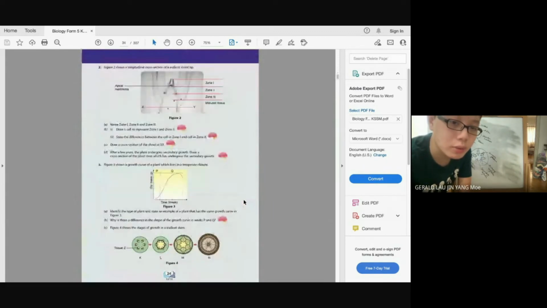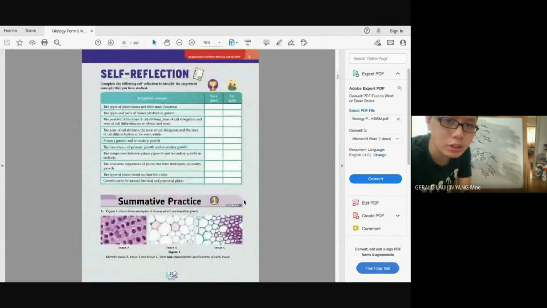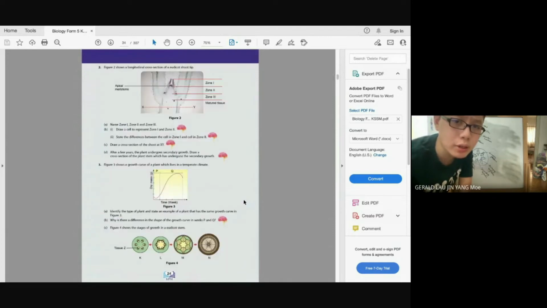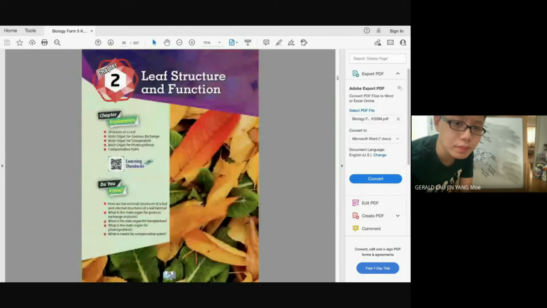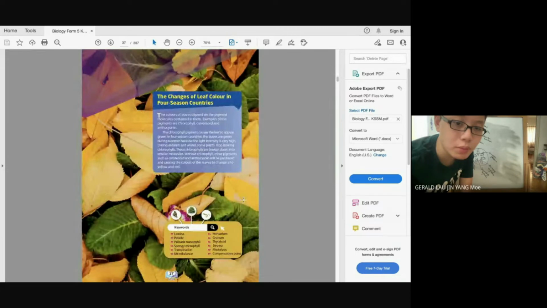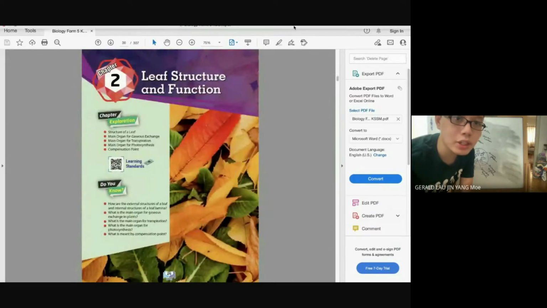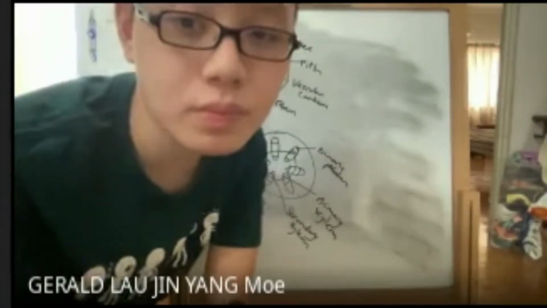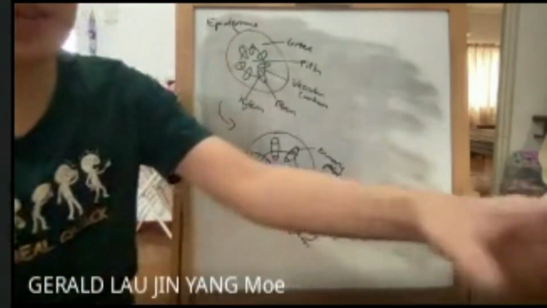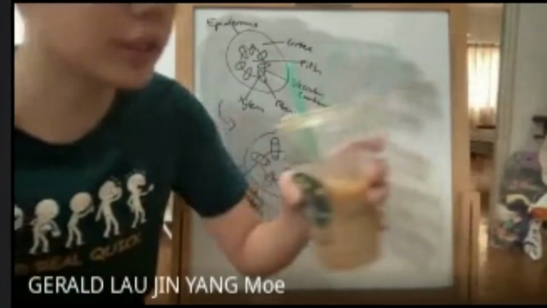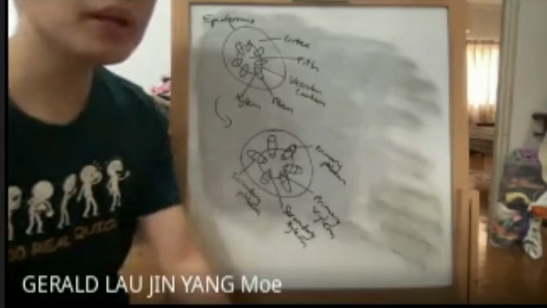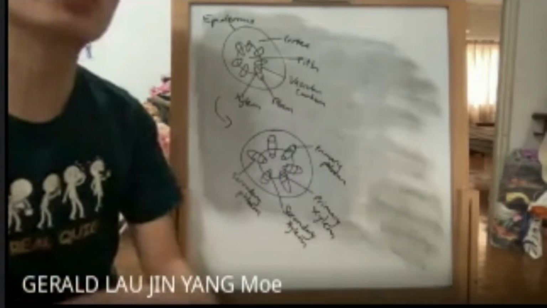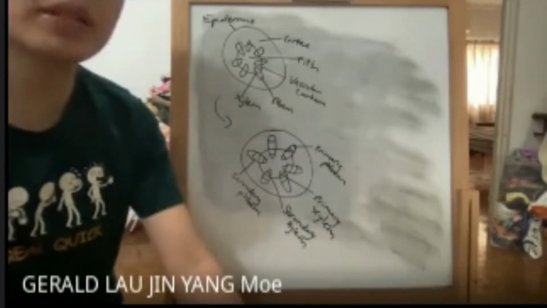Okay, so that's all for chapter 1. Just a very basic introduction to organization of plant tissues and growth. Can you all understand before we move to chapter 2, the leaf structure and function? Chapter 2 is more detailed. Chapter 1 is just a very basic intro. Normally students don't struggle with plants, because plants is quite general.